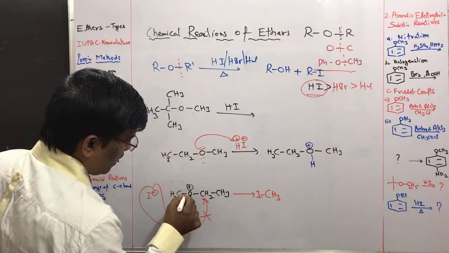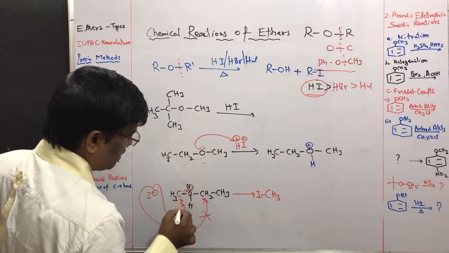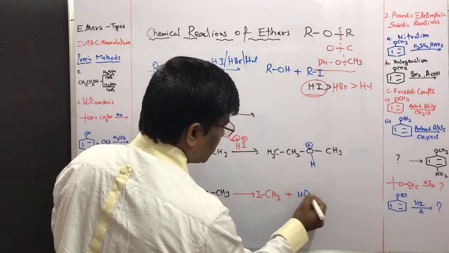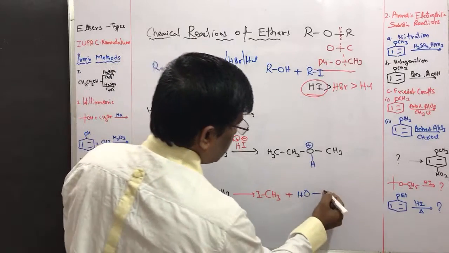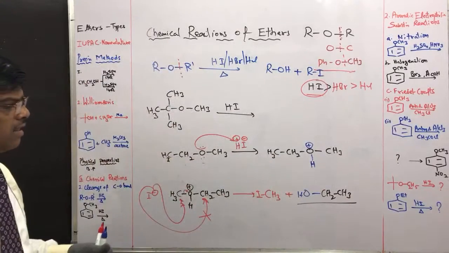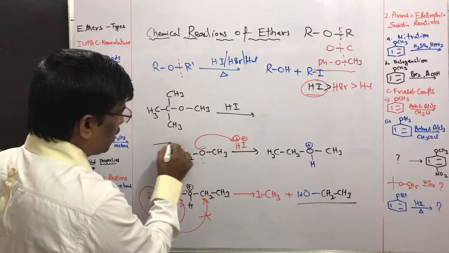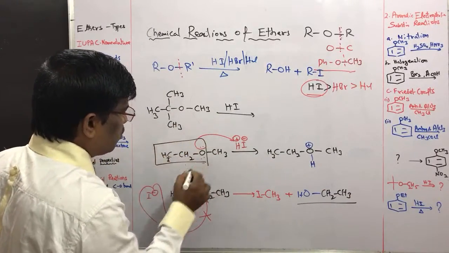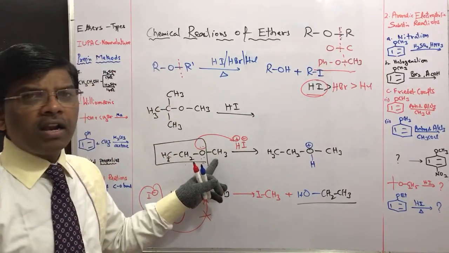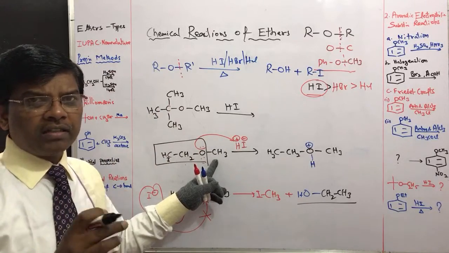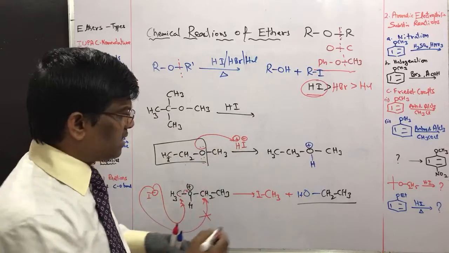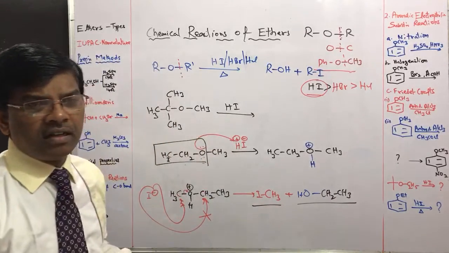So this is going to come out as methyl iodide. And here it is going to be like this: plus CH3 I, and this is OH, and the remaining is CH2 CH3. That means, whatever ether you take, the bulkier group is going out as alcohol, and the smaller alkyl group is going out as iodide.